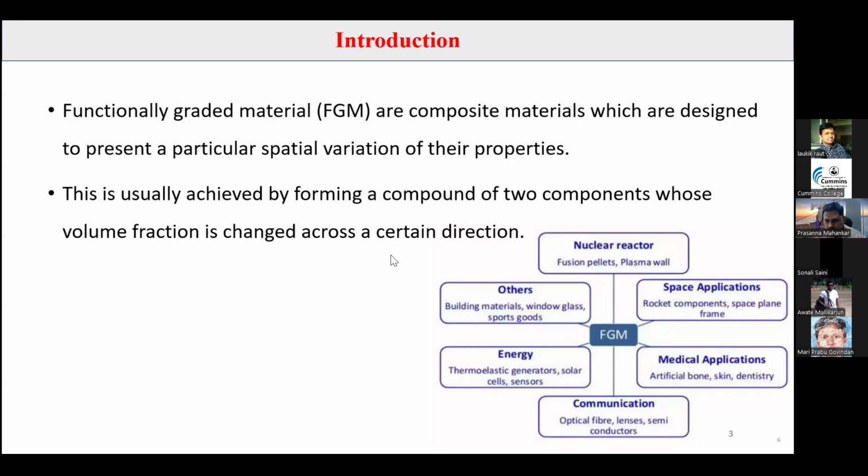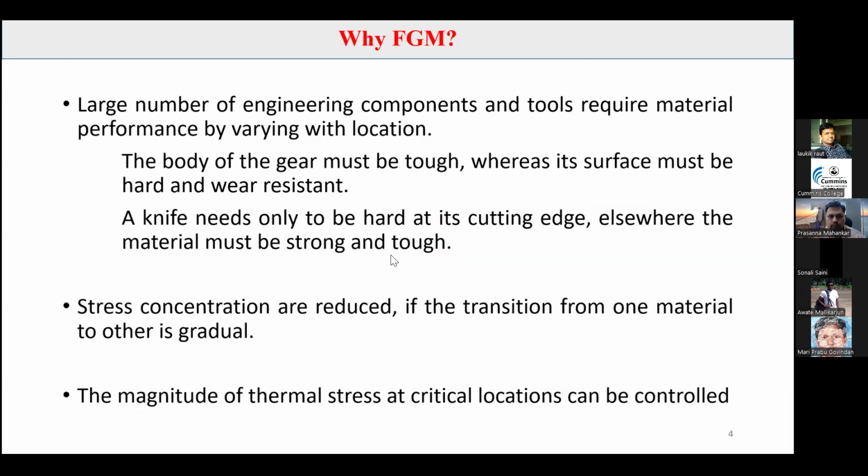Now, why are these FGMs required? If you consider the example of a gear, the body of the gear must be tough, whereas its surface must be hard and wear resistant. The gear works in a certain environment where it should be very tough and absorb the forces. So it should be tough at the center, whereas its surface must be hard and wear resistant as it is in continuous contact.